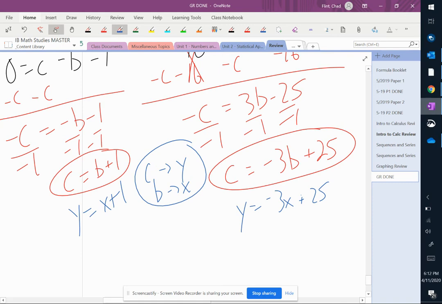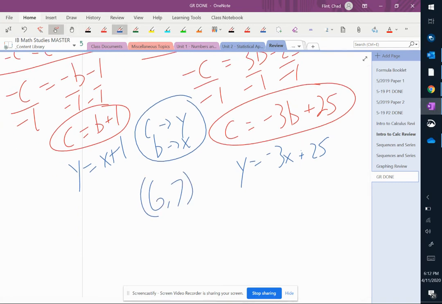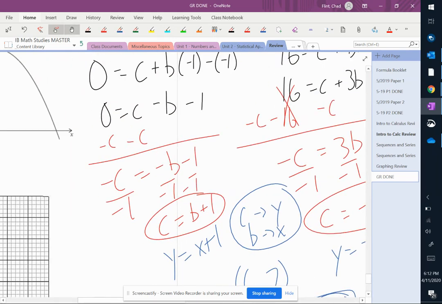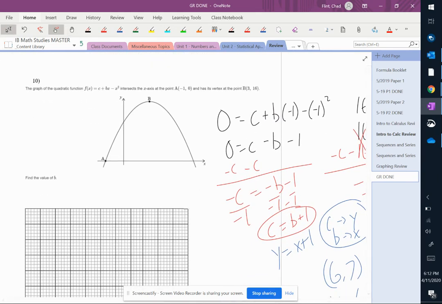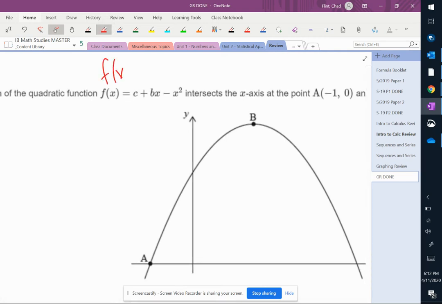So that means the solution is 6, 7, which means x equals 6, y equals 7, which means b equals 6, c equals 7. Now, with anything like this, you can just trust it and say, yep, b is 6, or I would take 30 seconds and go back to my original equation and say f of x equals 7 plus 6x minus x squared. And I would make sure that that actually has these 2 points on it.